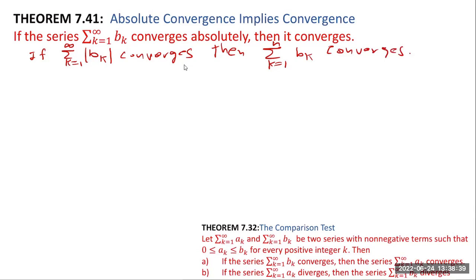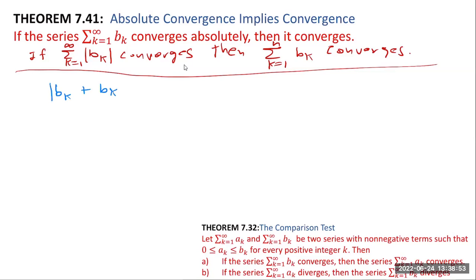Okay, let's prove this. To show this, I'm going to start with some inequality. Clearly for any k greater than or equal to 1, we have bk plus absolute value of bk is clearly less than or equal to absolute value of bk plus absolute value of bk. Would you agree with me? All I'm saying is I'm replacing this bk by absolute value of bk, then I get a bigger quantity, right? Because the absolute value of a number is always bigger than or equal to the number. Now this is nothing but 2 times the absolute value of bk.